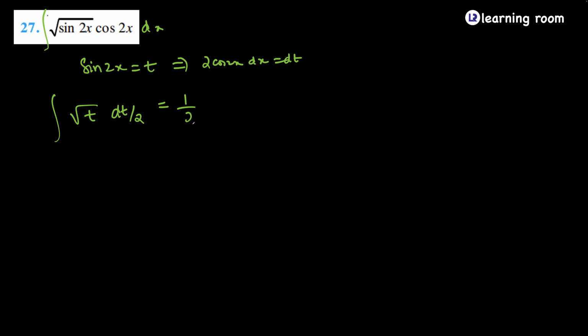So this will be 1 by 2 times square root of t dt, which is t power 3 by 2 divided by 3 by 2 plus c. So 2 and 2 will get cancelled. So what will the answer be? 1 by 3 times sine 2x the whole power 3 by 2 plus c. This should be the answer.